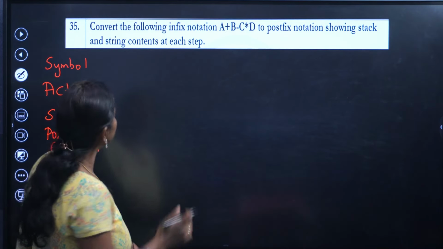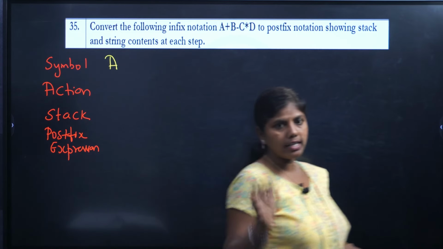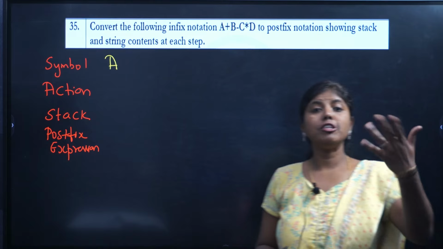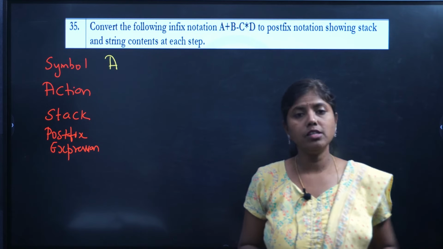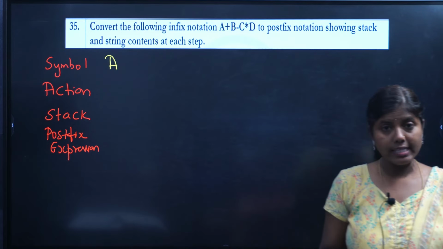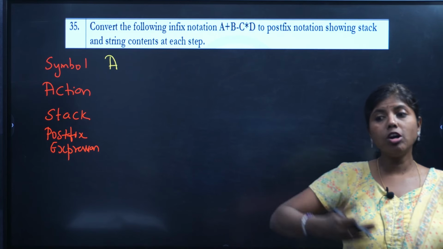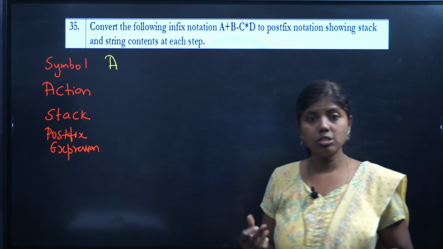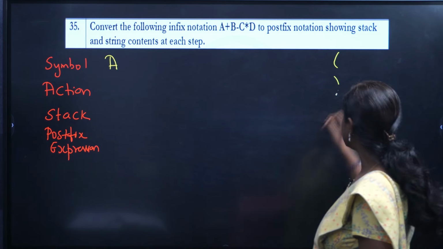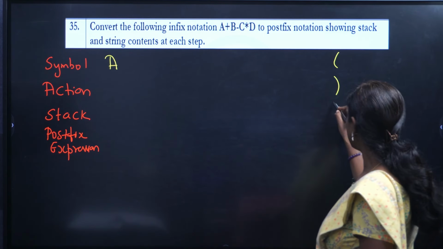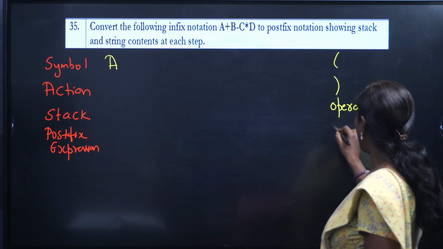So what is the first symbol? The first symbol is going to be A. Let me explain here and then come back to this. How do we convert infix to postfix expression? What is the algorithm, ma'am? We'll do this later, it's very simple. Infix to postfix means what all the characters you may come across. You may come across parenthesis, right parenthesis, operator, operand.